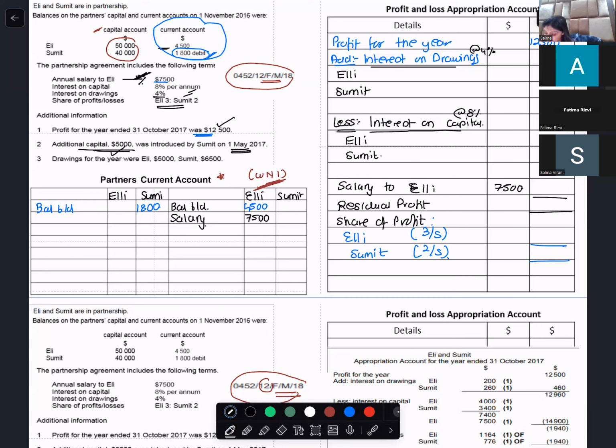Let's start to calculate interest on drawings and interest on capital. For whom is the additional capital? For Sumit. So interest on capital. For Elli, it would be the common thing. 50,000 into 8%, right? Yeah. How much? 4,000. For Sumit.